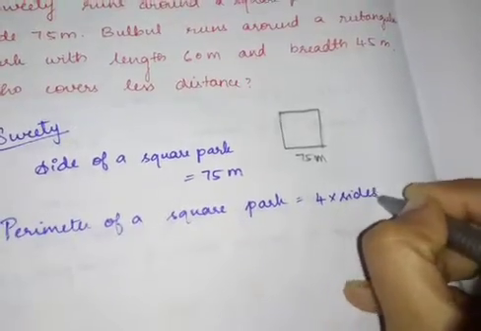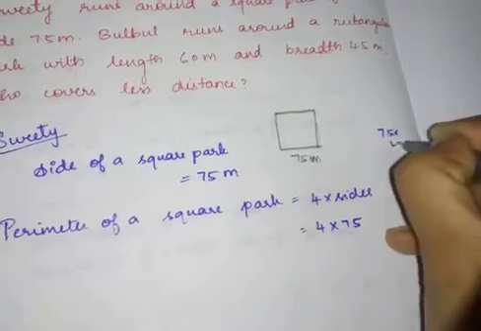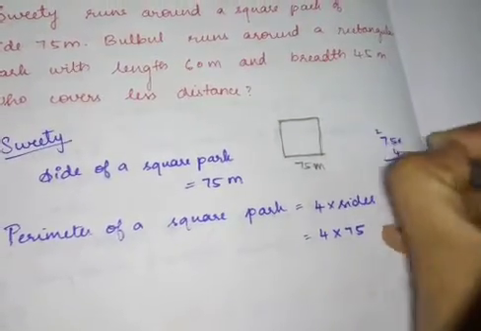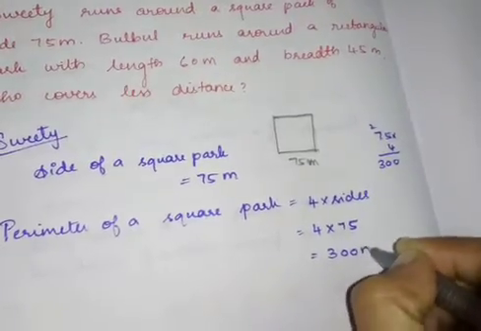4 into sides. 4 into 75. So 75 into 4: 5 4s are 20, 7 4s are 28, 30. So the answer is 300 meter.